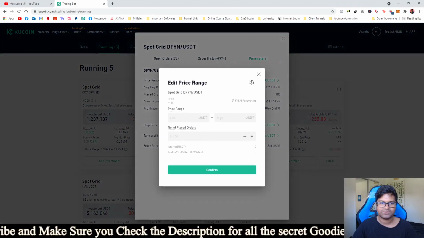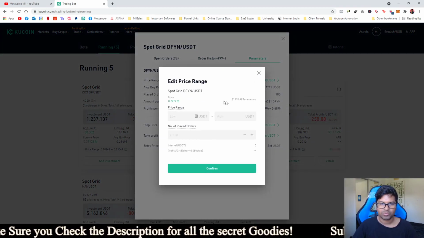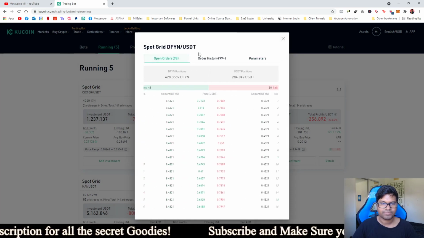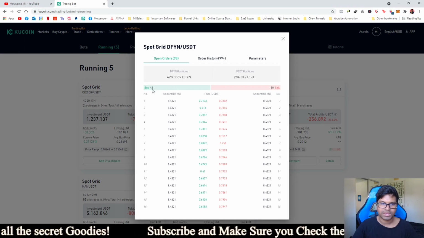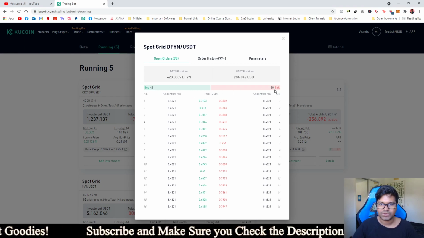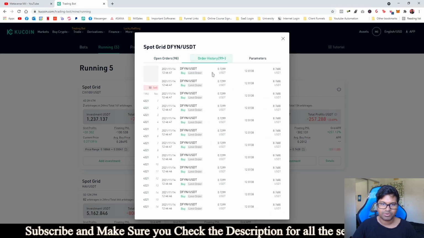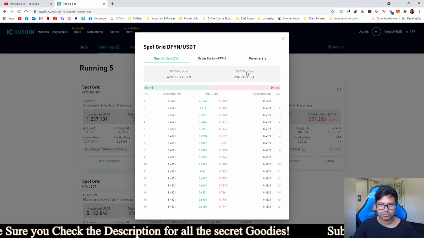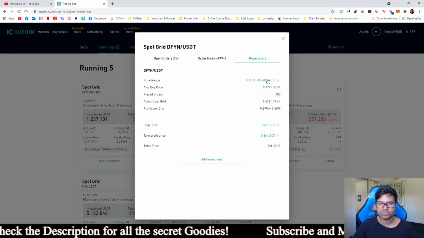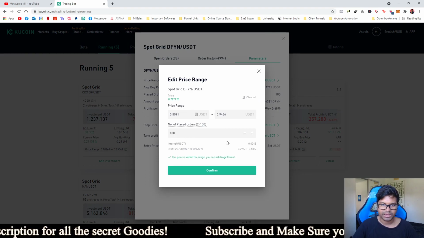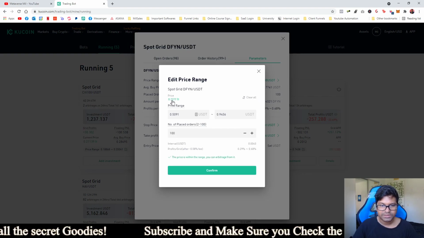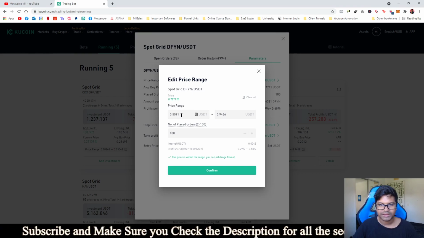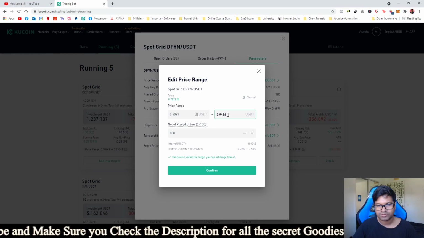This is when you can change your price range. You can change these price ranges to buy or sell. For example, you can see I have 48 buy orders and 50 sell orders. And at the moment, if I go over to the price range and do AI filters, you can see the current price is 0.72, and at the moment I'm trading between these two numbers.